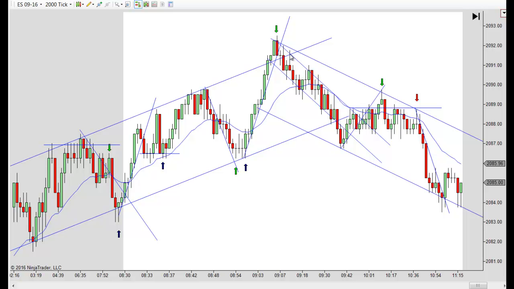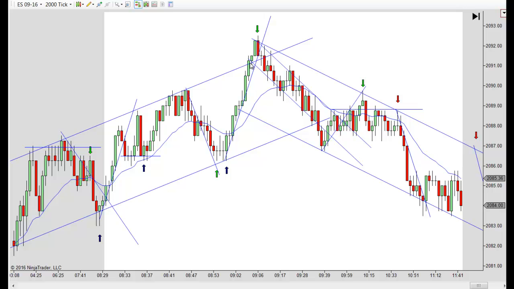There's a failed second entry long here, and there's a little bit of room there, but I don't think I would enter right there. I think you're better off just to wait coming down. There's even another second entry short, but it's right into a double bottom there.